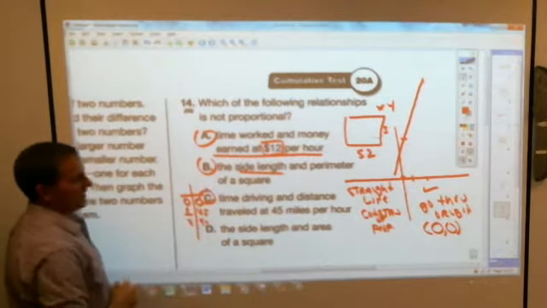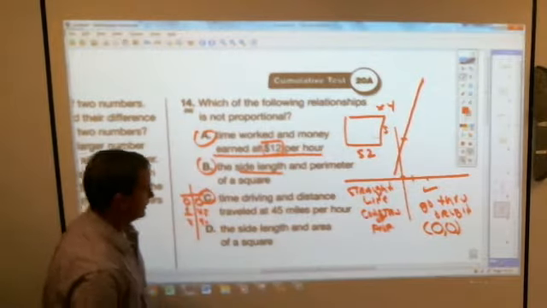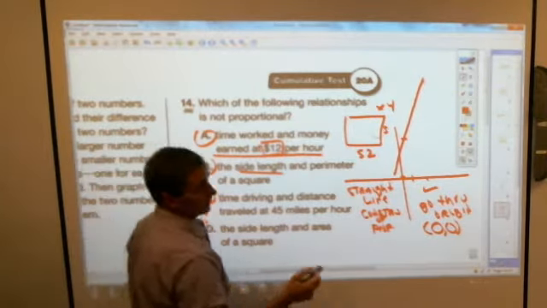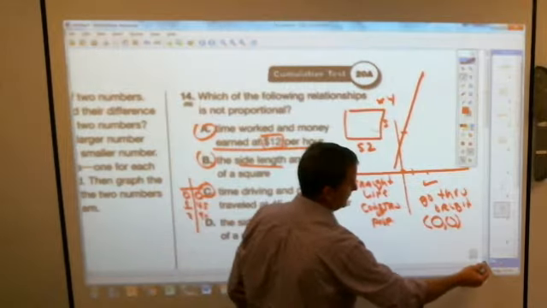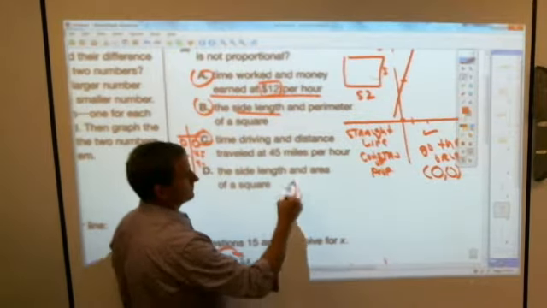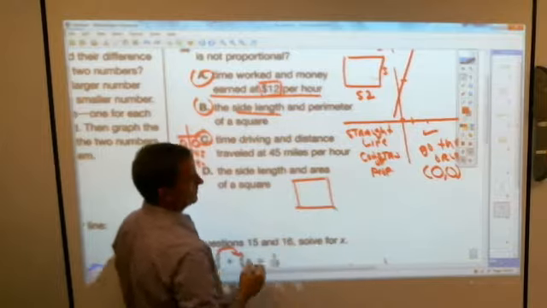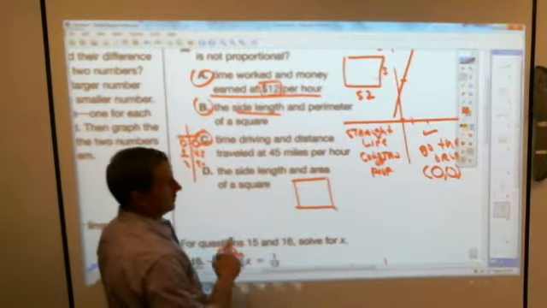I'm hoping the last one's not proportional. Let's check and see. The side length and area of a square. So here, take a look at this. Here is our square.